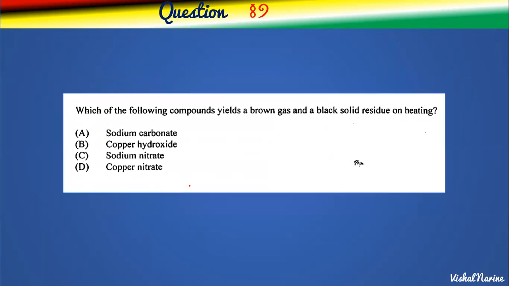89. Which of the following compounds gives a brown gas and a black solid residue upon heating? So brown gas is telling us that's nitrogen dioxide. Right, so that is going to be a nitrate, copper nitrate, because copper oxide is going to be the black residue.